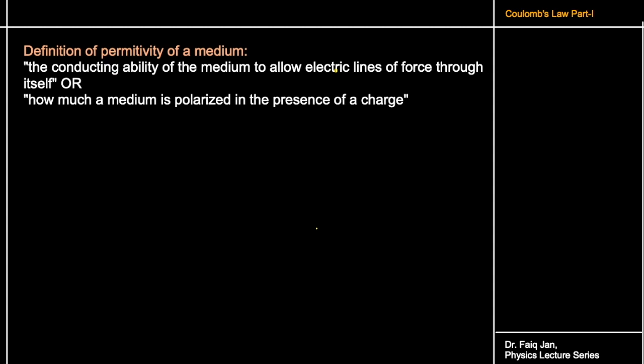Let us define permittivity of a medium. It is the conducting ability of the medium to allow electric lines of force through itself. Or we can also express permittivity as how much a medium is polarized in the presence of a charge. On the other hand, the electrostatic constant depends upon the unit system.